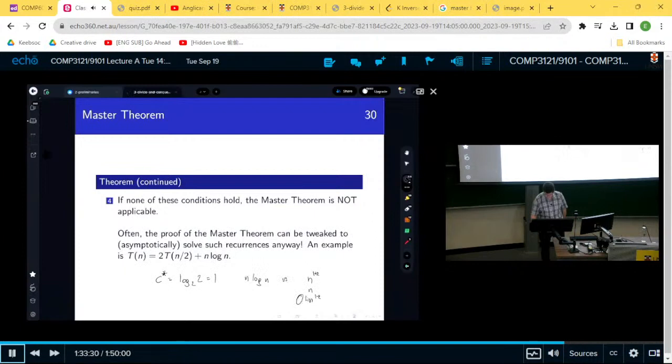So is it big O of this? No. Is it theta of n? No. Is it big omega of n plus n to the power 1 plus epsilon for positive epsilon? No. Well, it grows quicker than n, but it doesn't grow as quick as n to the power 1 plus something, right? So n log n somehow sits in between these two.